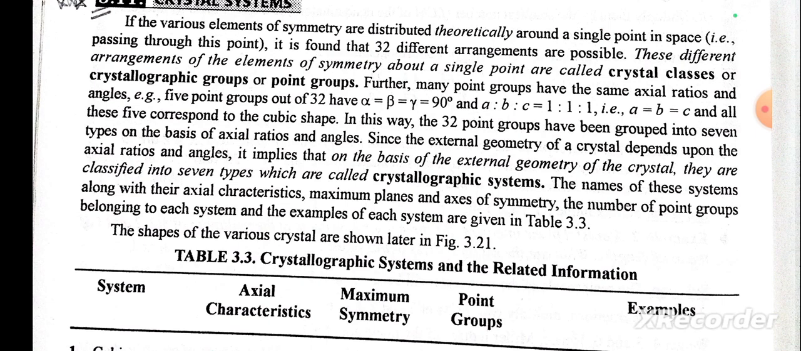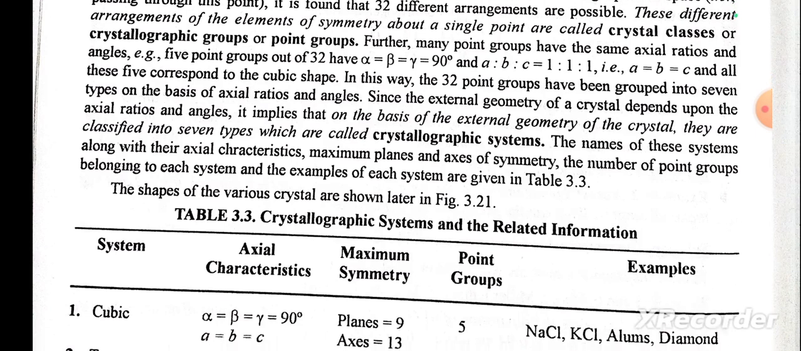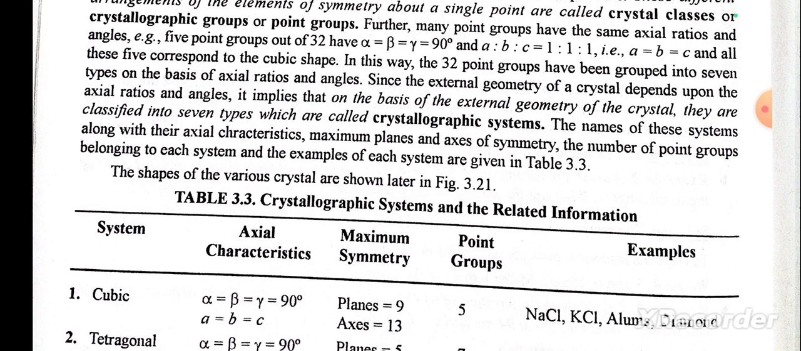In this way the 32 different point groups have been grouped into 7 types on the basis of the axis ratio and angle. Since the external geometry of the crystal depends upon the axis ratio and the angle, this implies that on the basis of the external geometry of the crystal they may be classified into 7 types, which are called the crystallographic systems.